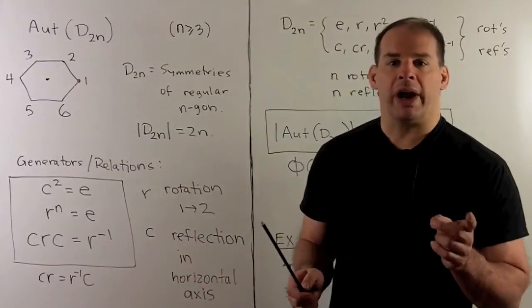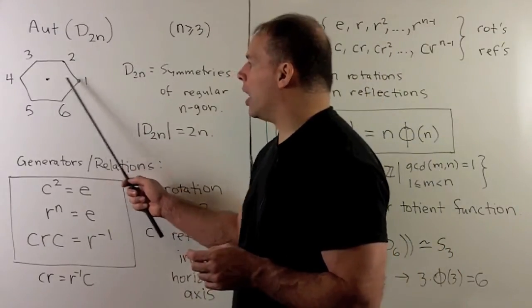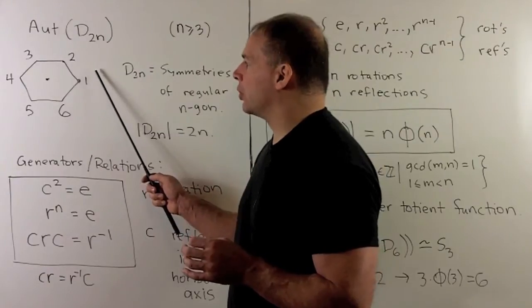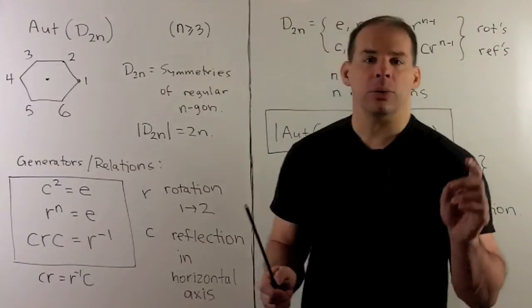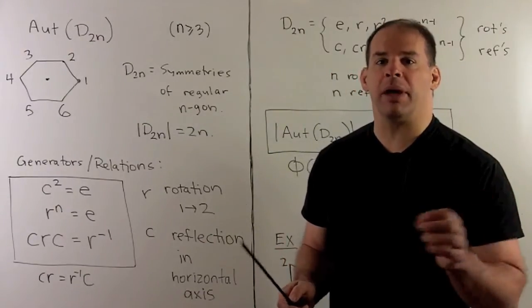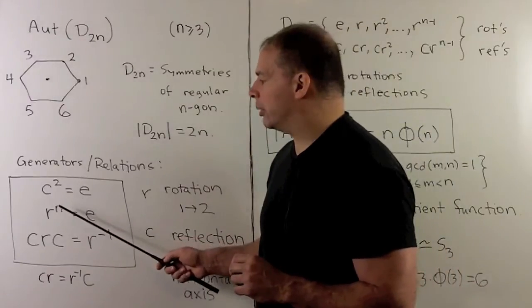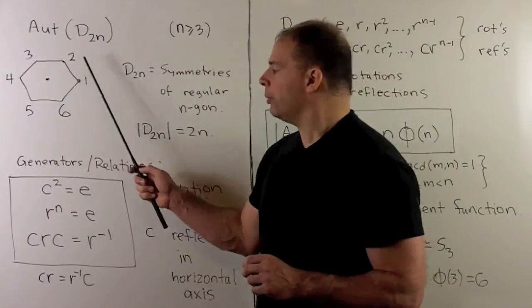If we arrange our polygon so it's centered at the origin, I'll put the 1 on the positive real axis. We'll put the other labels in increasing order, going counterclockwise. We could describe D2n completely by the following generators and relations. The generators are going to be R and C. R is the rotation that carries 1 to 2.